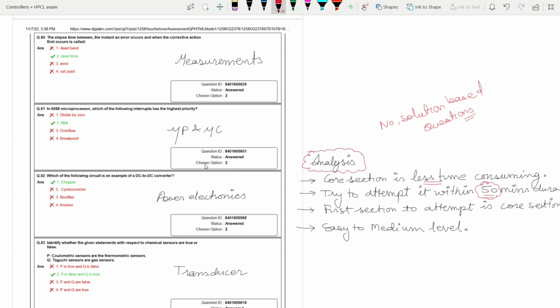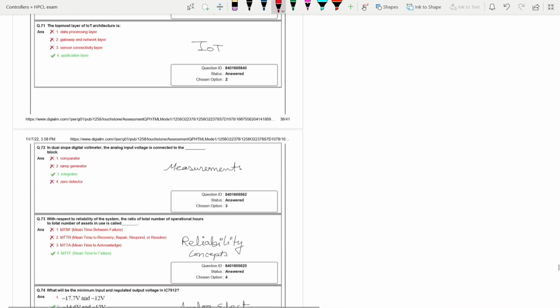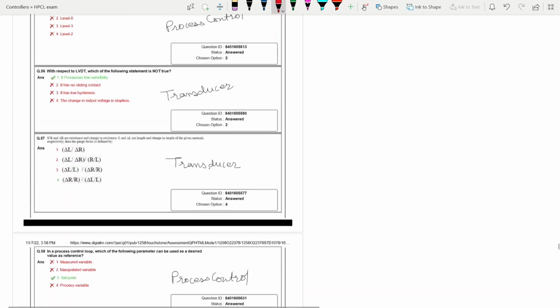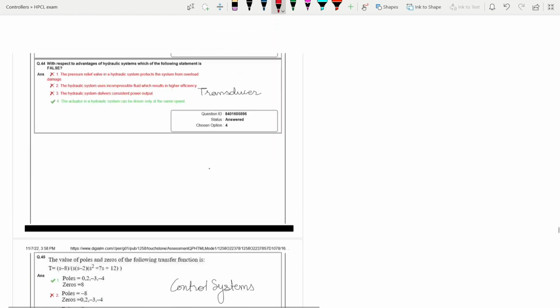The first section which you should attempt is the core section only, and here you can easily save time and spare it for the other sections. The level of difficulty is from easy to medium. Once you know all these concepts, it will be very easy for you to answer the entire domain knowledge section. So this is the overall analysis for the instrumentation stream in the HPCL exam.